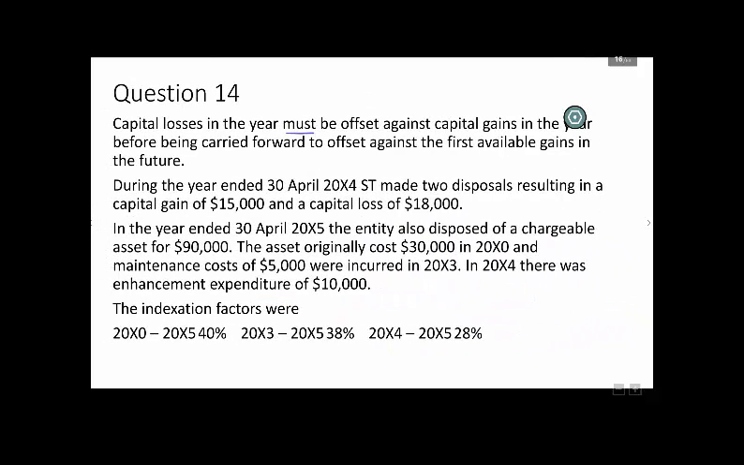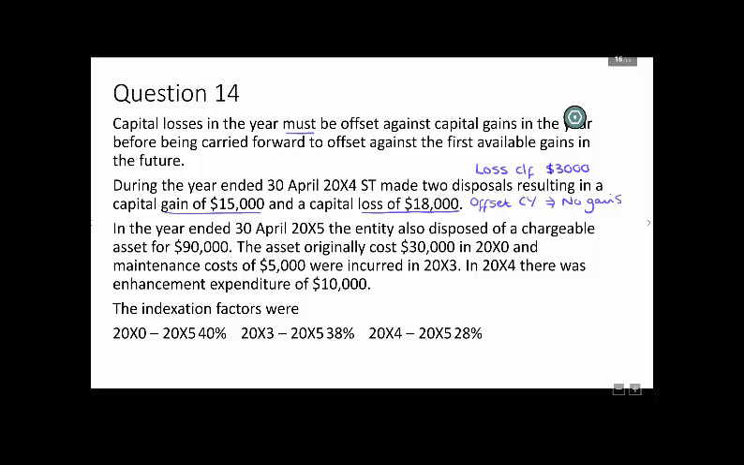So 2004, we have two disposals, one giving us a gain of 15,000, the other giving us a loss of 18,000. Within the same year, we said capital losses must be offset, and so in actual fact, there would be no gains left over to charge in 2004, which must result in a nil tax figure. What it does do is leave us with some losses to carry forward of the remaining $3,000.